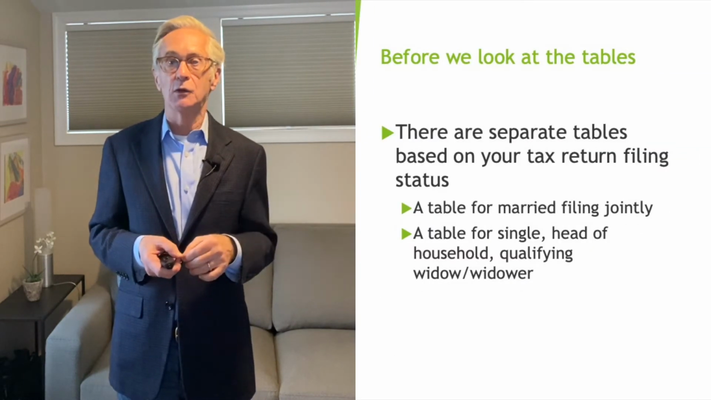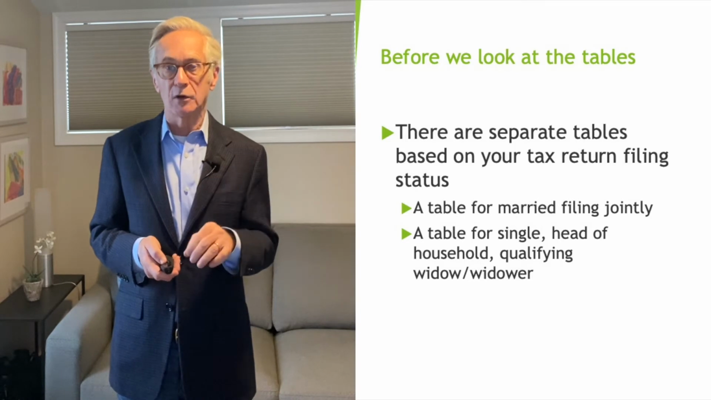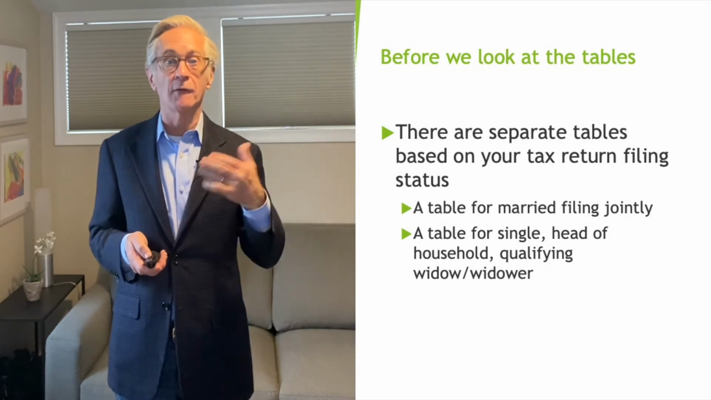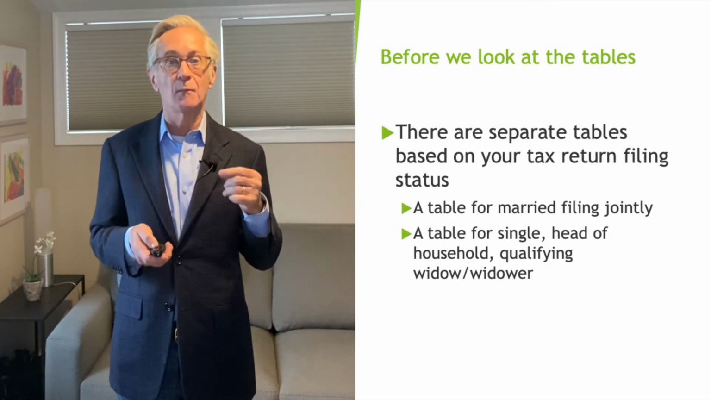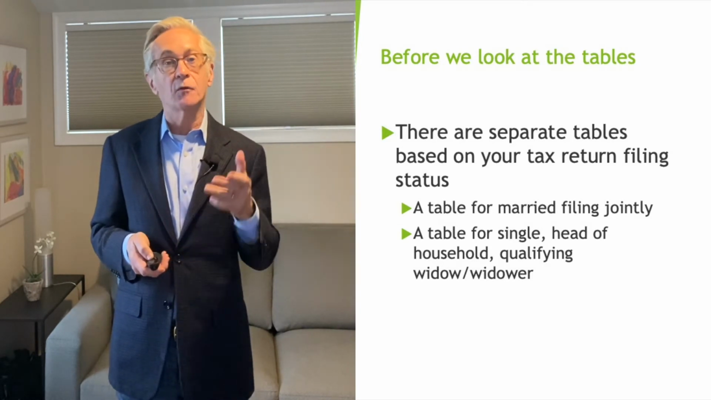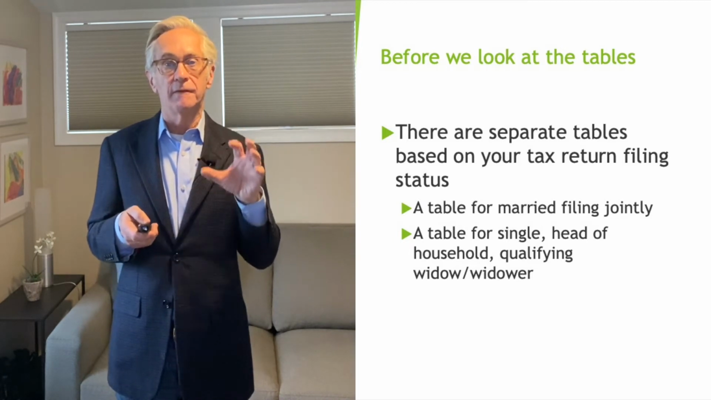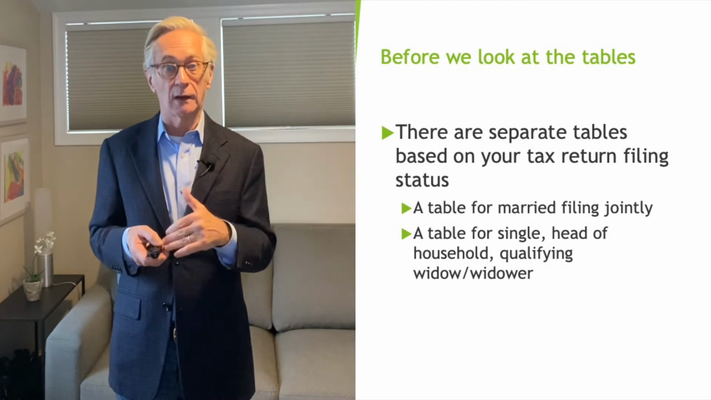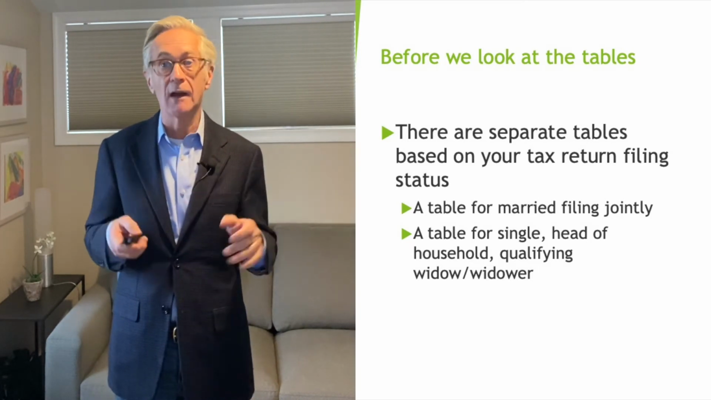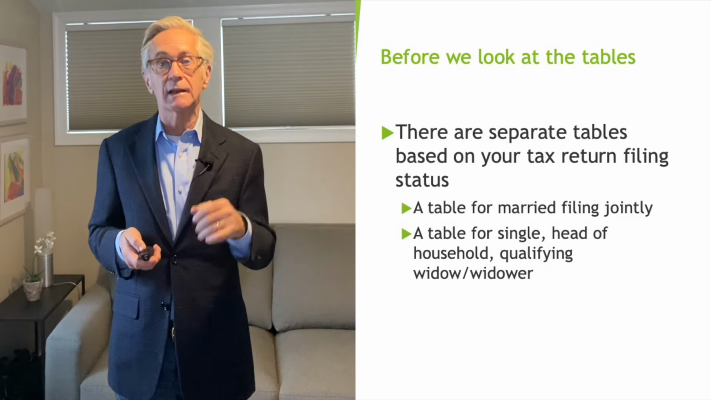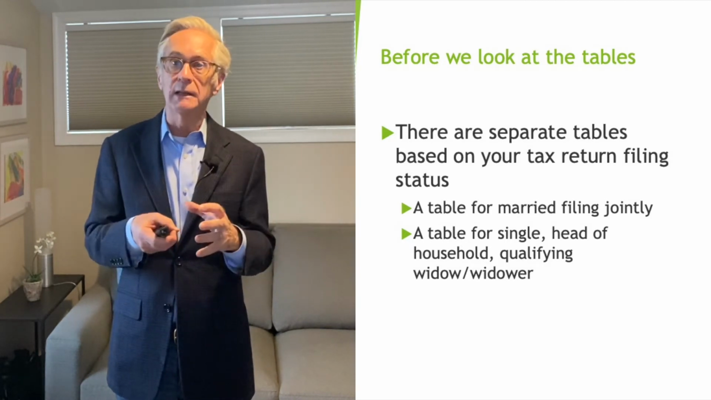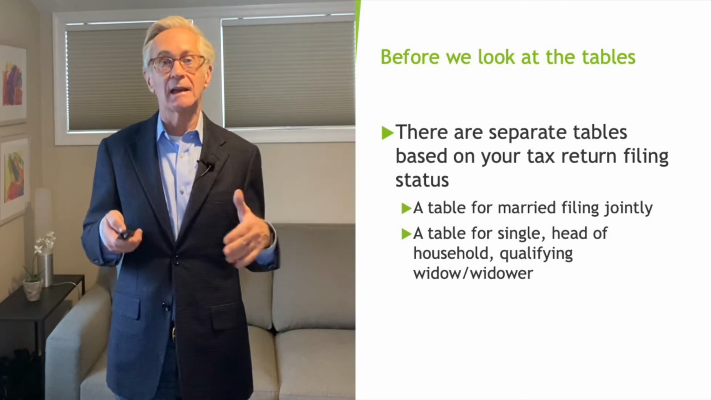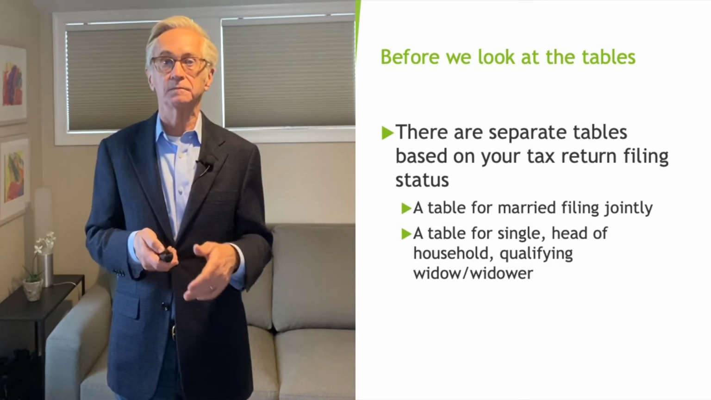Next, I need to tell you that there are going to be separate tables in my tables depending on your tax return filing status. So everyone, when they file a return, has to check a box as to their filing status. And for the earned income credit, we divide those statuses into 2 categories. First, married filing jointly. If you're married filing separately, you can't claim the earned income credit. So that's the first category. The second category, we lump together single, head of household, qualifying widow or widower. And the IRS makes that same distinction in their tables.